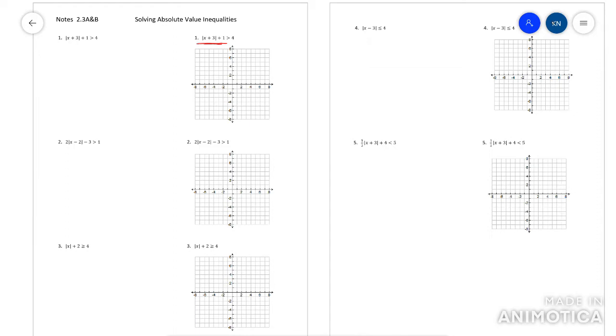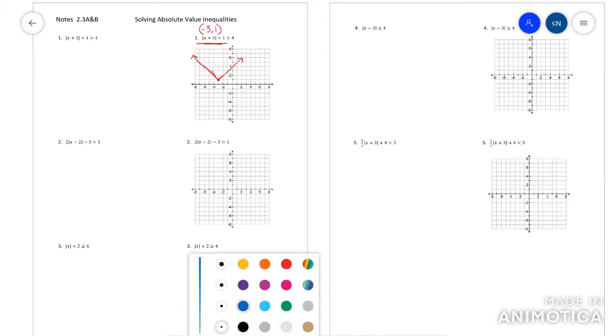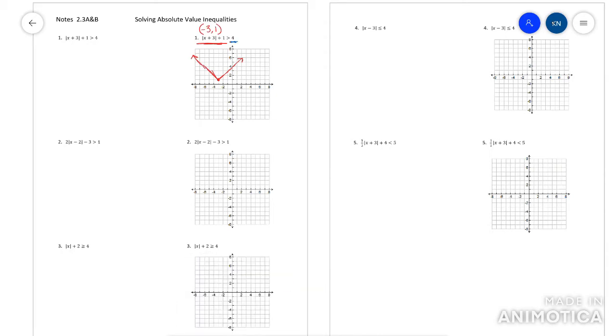Find your vertex, put a dot there. The slope of this absolute value is 1, so just go like this. You want to try to be as accurate as possible if you're going to do these graphically. Okay, so that's the red part of it. Now, this other section here, 4, graph it as if it said y equals 4. So just find 4 on your y and draw a horizontal line there.